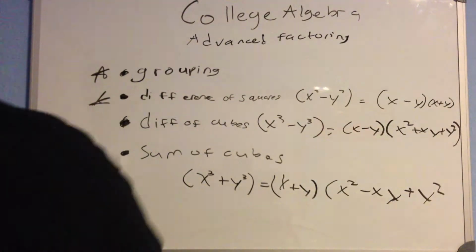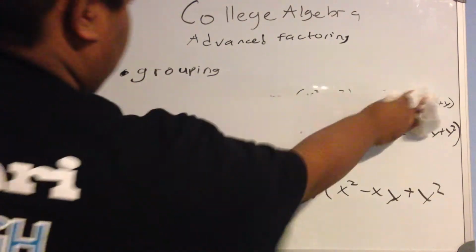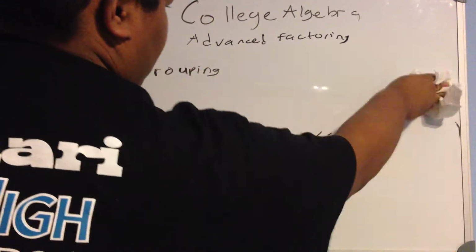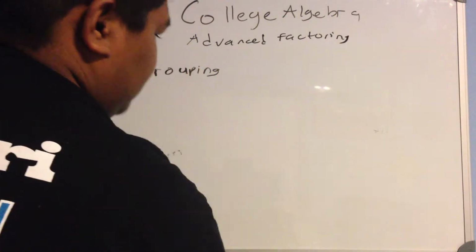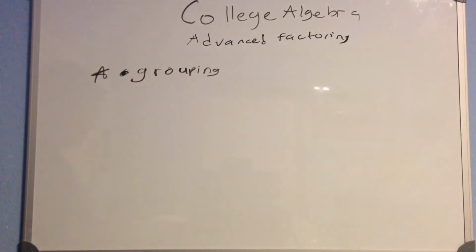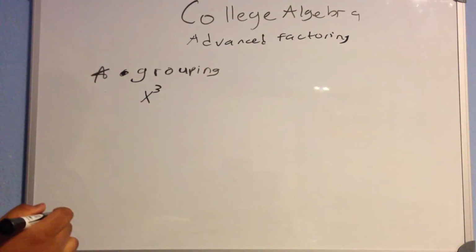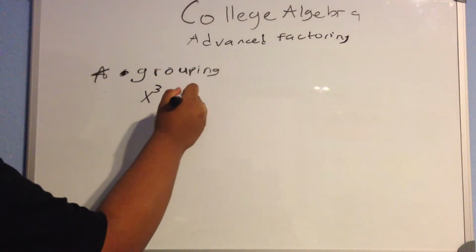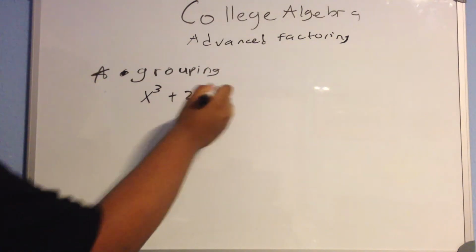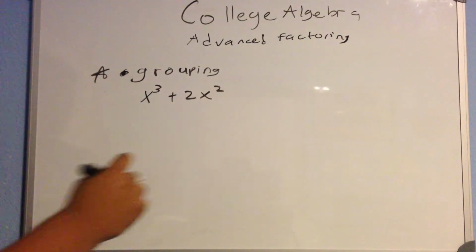Let's go over a grouping problem. So grouping is basically when you have four terms that cannot be factored any other way. Here's an example. x cubed plus 2x squared plus 8x plus 16.